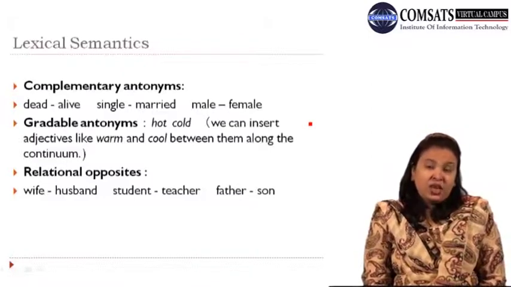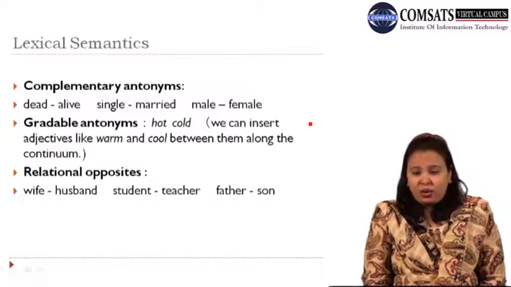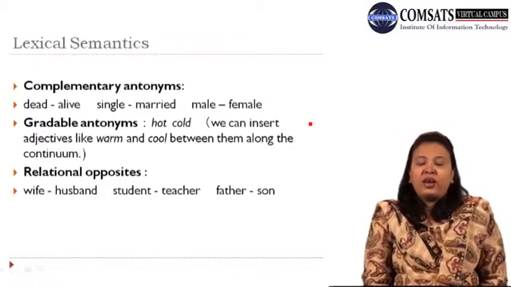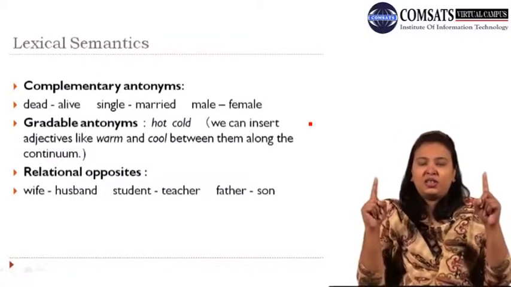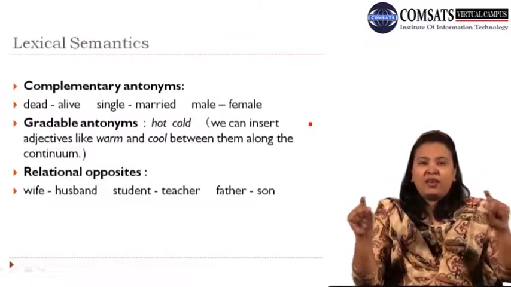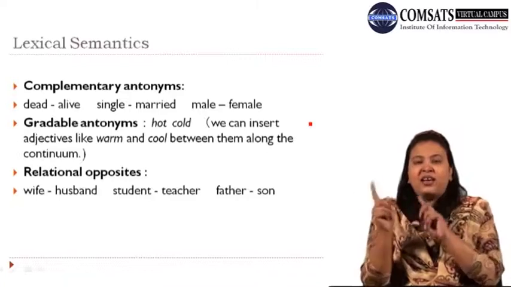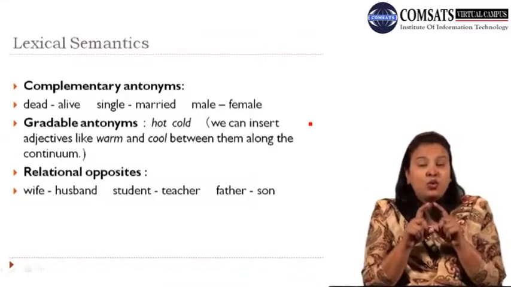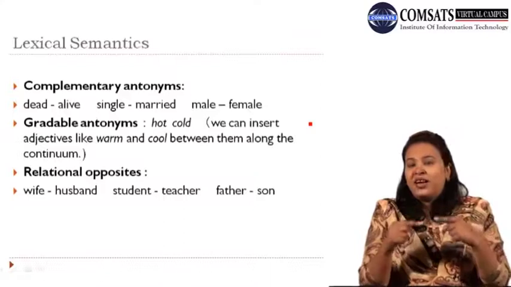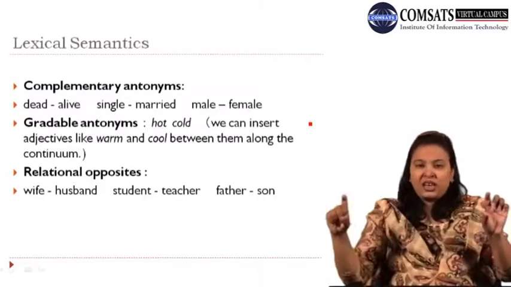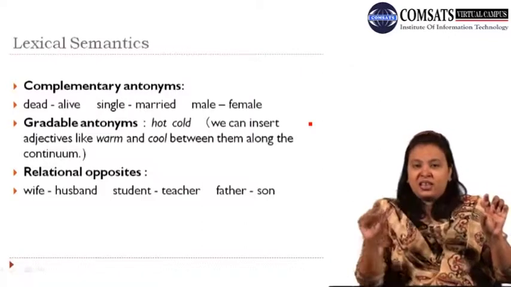Gradable antonyms are those which can be graded. For example, hot and cold. Now, dead and alive are two extreme conditions. Between death and being alive there is no condition in between. A person cannot be in a state where he is dead and alive at the same time. So they are complementary. But on the other hand, gradable antonyms we can grade. From one extreme to the other extreme there are different grades inside them.